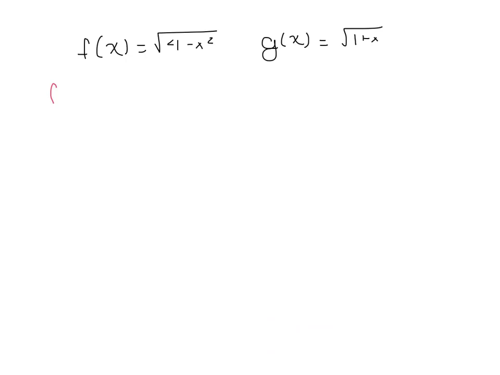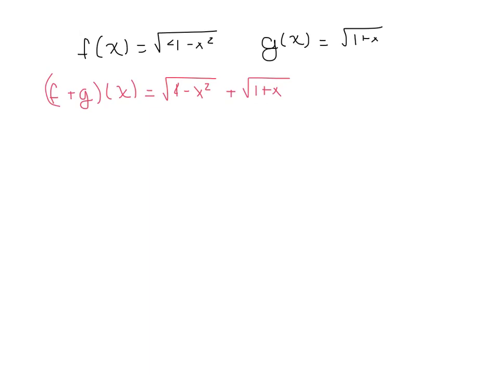So let's take f plus g of x. And this is how we're going to write it. 4 minus x squared plus 1 plus x. I cannot do anything further than that. They are not like terms, so we're going to leave them alone. But let's evaluate the domain.